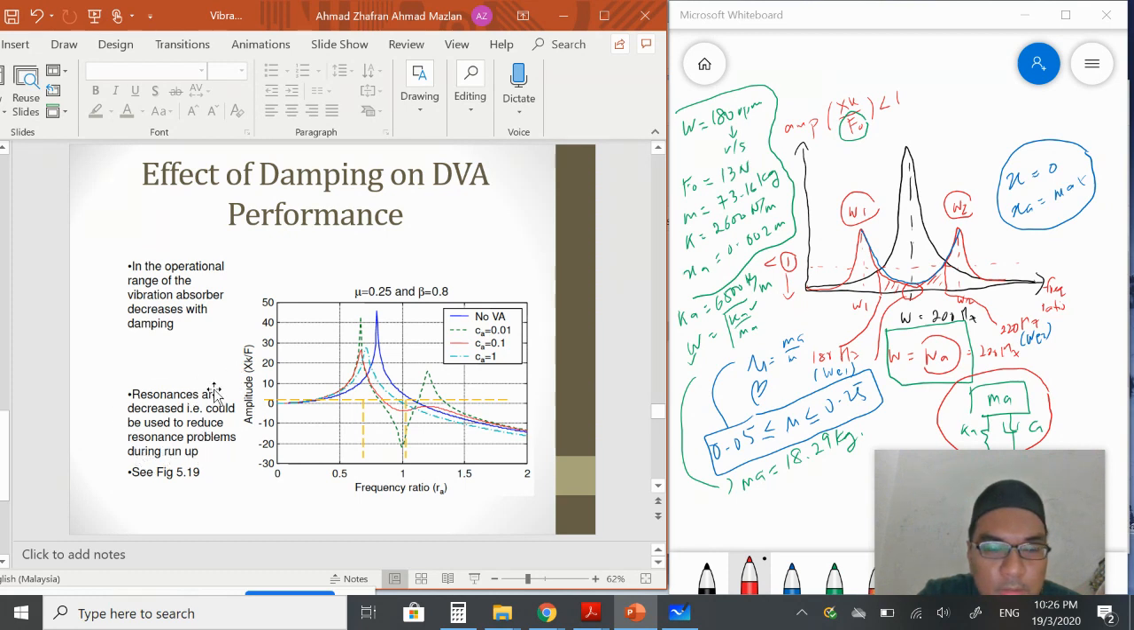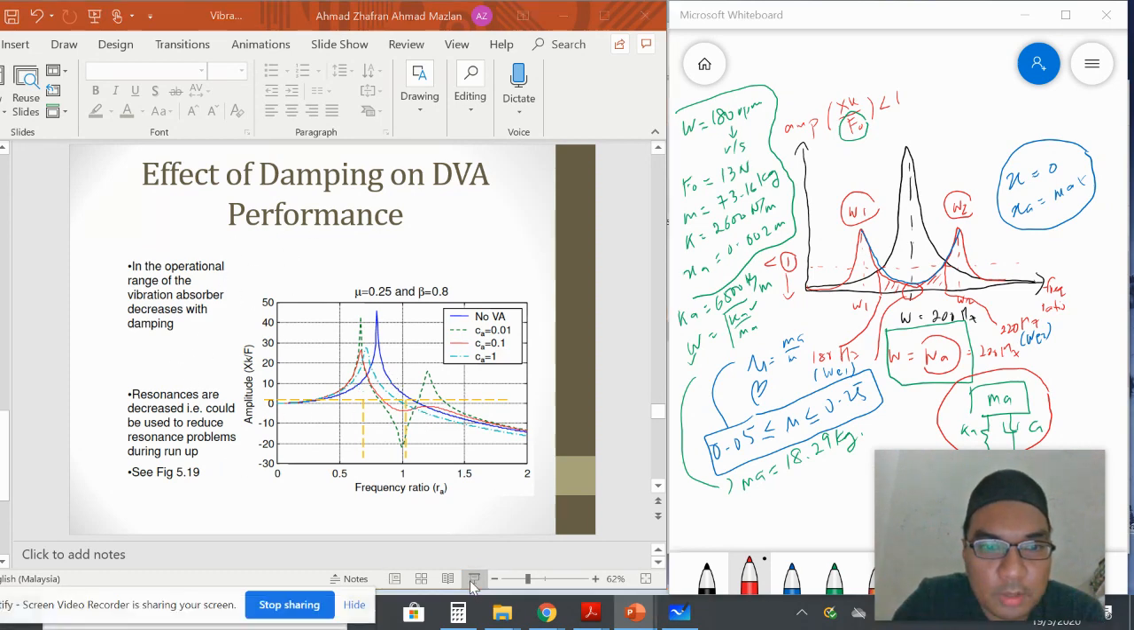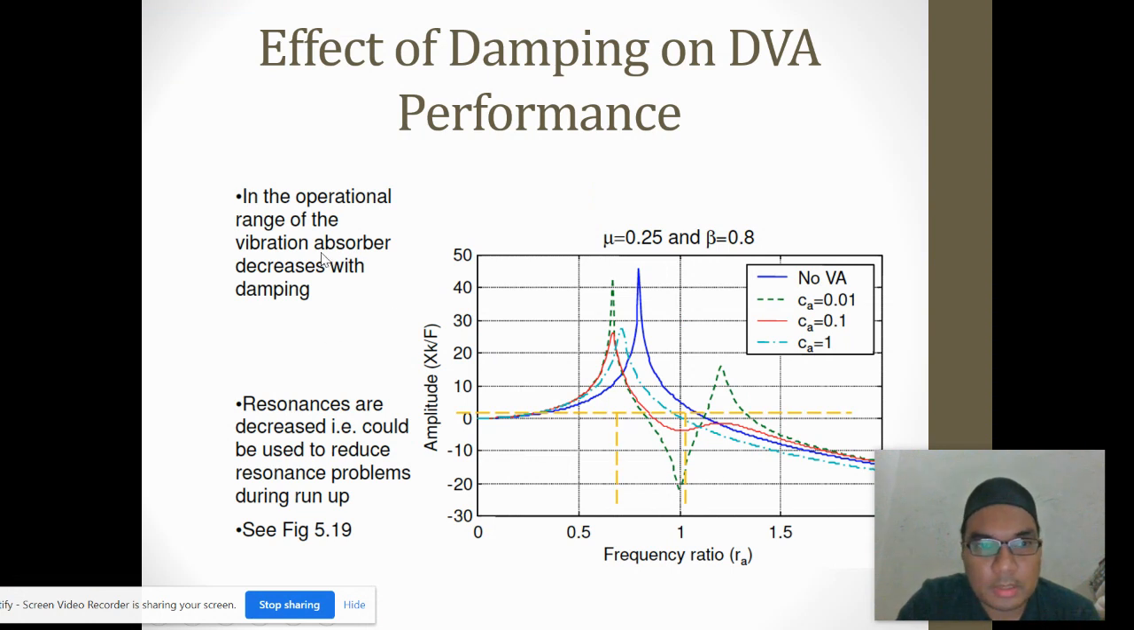It can reduce the resonance of these two, but basically that's the effect of the damping, which means it will decrease the operating range here. Also it will reduce the resonance, but go back to the original system with no vibration absorber, with a reduced amplitude, but it will not become 0. If you have a DVA, it will become 0, but if only damping, it will reduce but will not become 0.